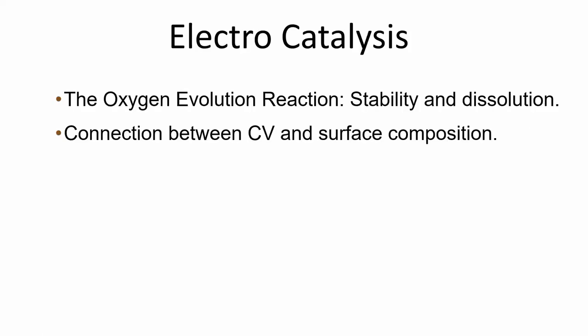So now we come to the electrocatalysis. Again, oxygen evolution reaction stability in the solution. And so we want to have some connection between the cyclic voltammetry and the surface composition. Everything is known, of course, in the electrochemical community. They know everything from just measuring the current, and this is great. So then we know what we are measuring.